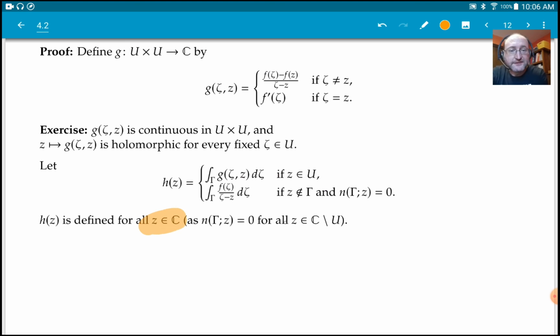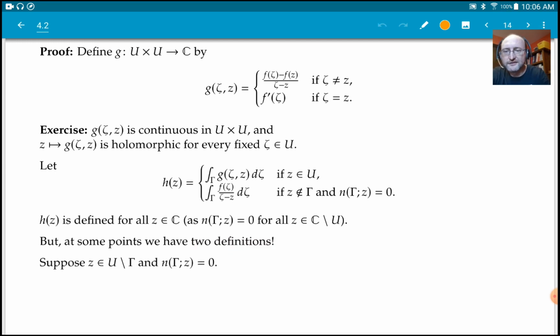I mean, when z is not in U, then the winding number around z is 0. However, and this is the thing that I was talking about, where we're cheating a bit. At some point, we have two definitions, right? I mean, there could be points in U that aren't in gamma and that we don't wind around. All right, so suppose that we're at those points. So we're in U, not in gamma. So we're in U minus gamma, and the winding number is 0.